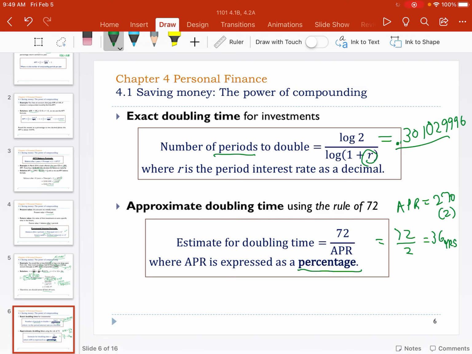They should have said that. So this is in terms of years, and we'll put that down right here. Whereas over here, it's a little bit more flexible. It has to do with periods, which might be months, so you have to be careful about that one.